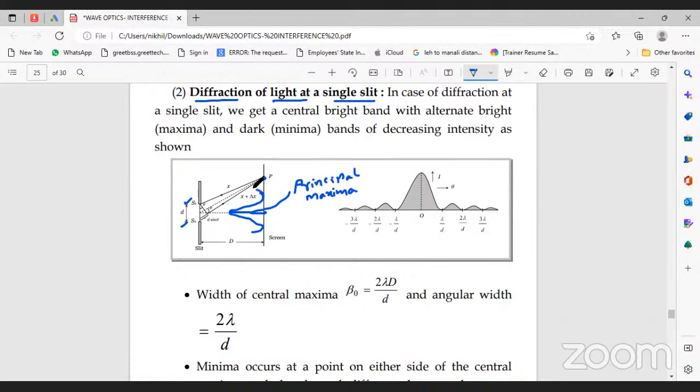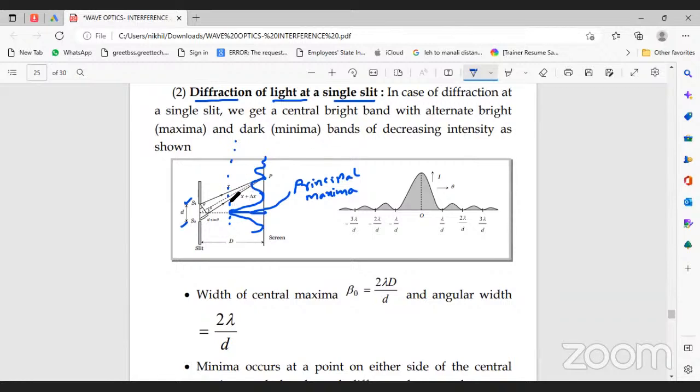But later, the intensity starts decreasing. It won't have the same type of amplitude like interference. In the case of interference, almost all bands are of equal amplitude, equal intensity. But in the case of a Fraunhofer diffraction, the intensity decreases as the order increases. As we move away from the central maxima, the intensity and the amplitude start decreasing.